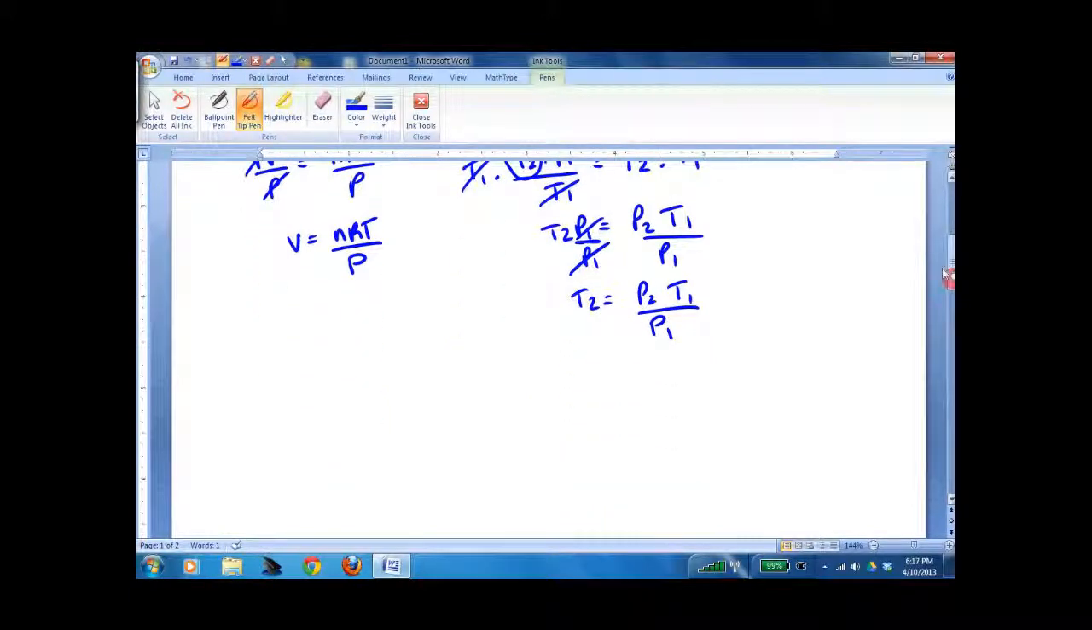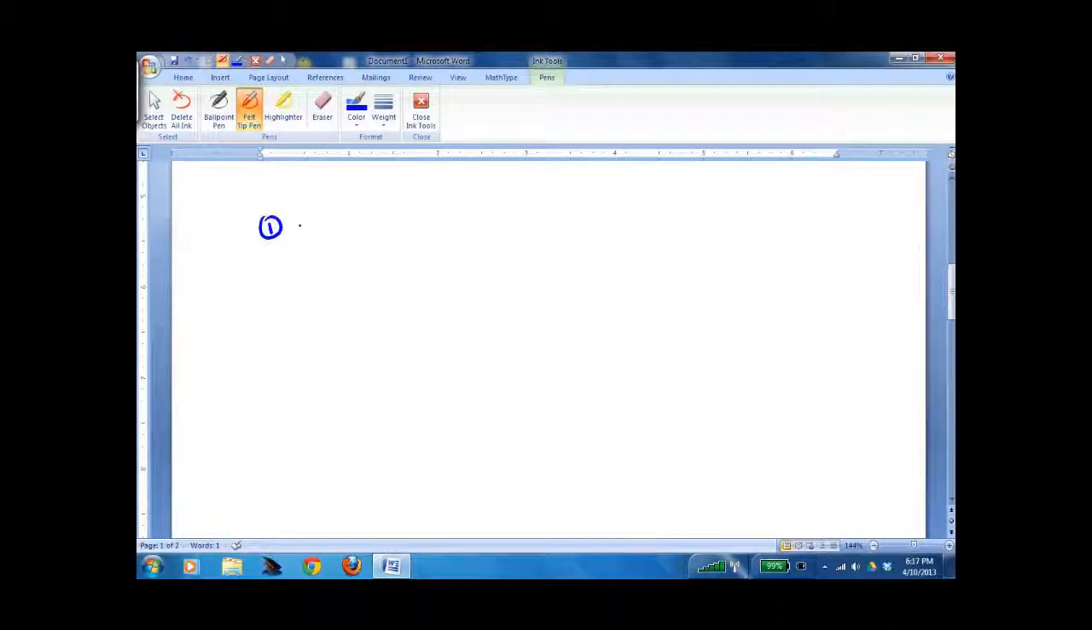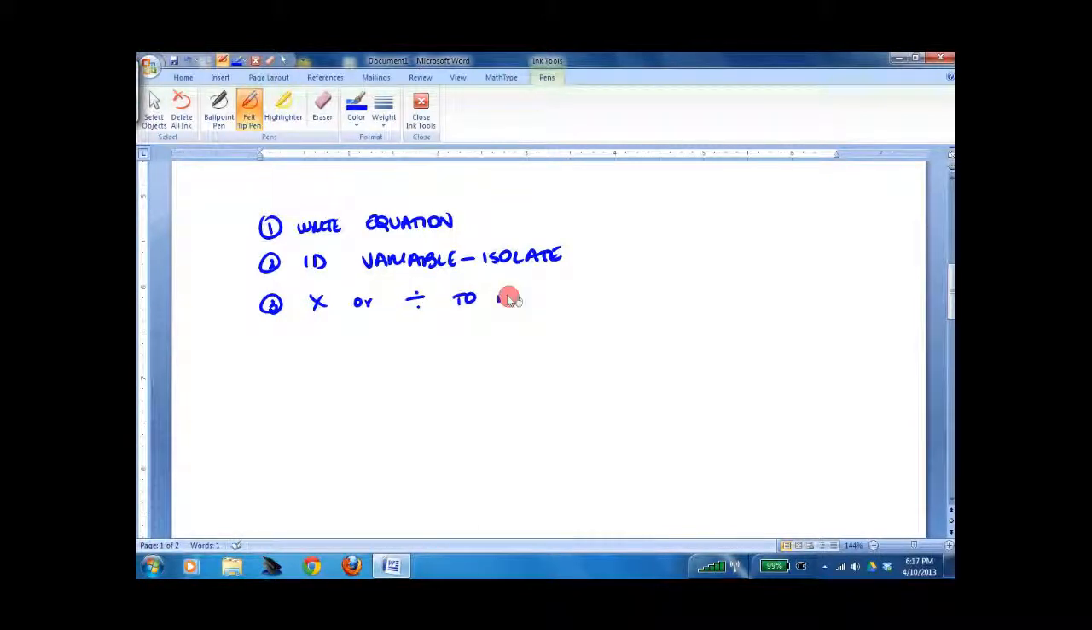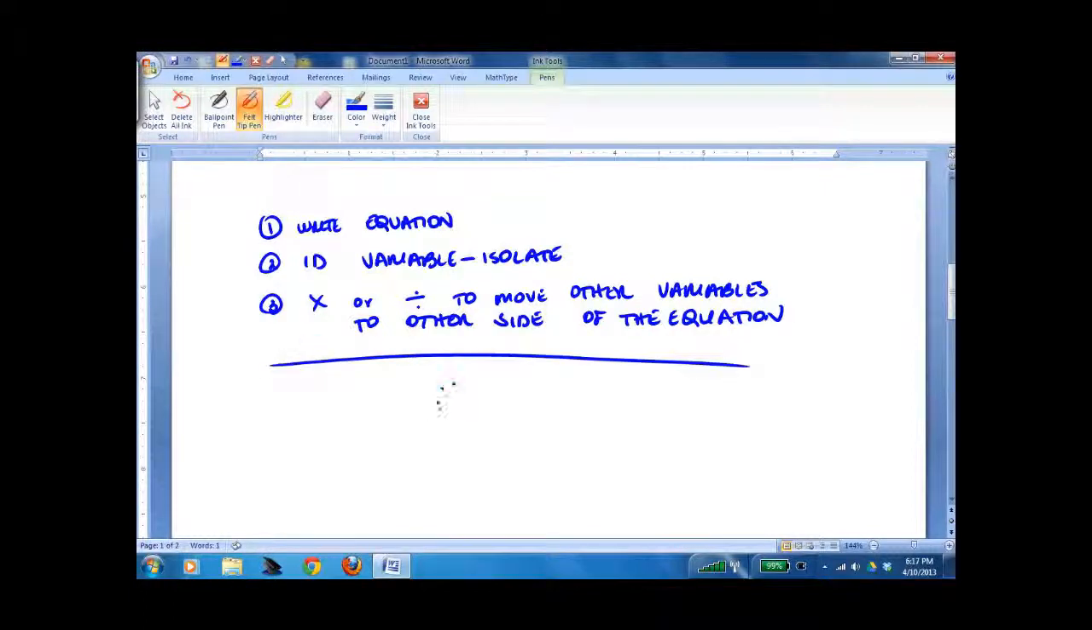So in summary, to do this, you're going to, 1, write down your equation. 2, identify the variable you need to isolate. And 3, you're going to either multiply or divide to move other variables to the other side. So we will either multiply or divide to move the other variables to the other side of the equation. Follow these 3 steps and you should be successful. Good luck.